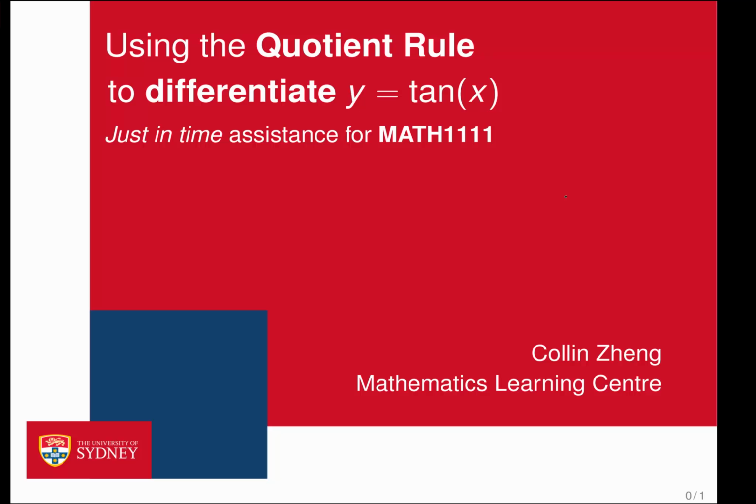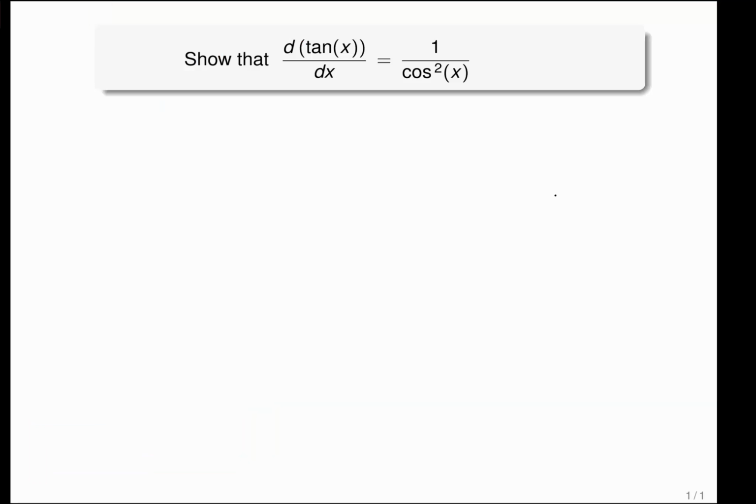Hi, I'm Colin. In this module, we're going to see how we can use the quotient rule for differentiation to differentiate the trigonometric function y equals tan x. Our goal is to show that the derivative of the function tan x is the function 1 on cosine x all squared. In other words, the function 1 on cos x all squared tells you how steep the tangent function is at every x value.